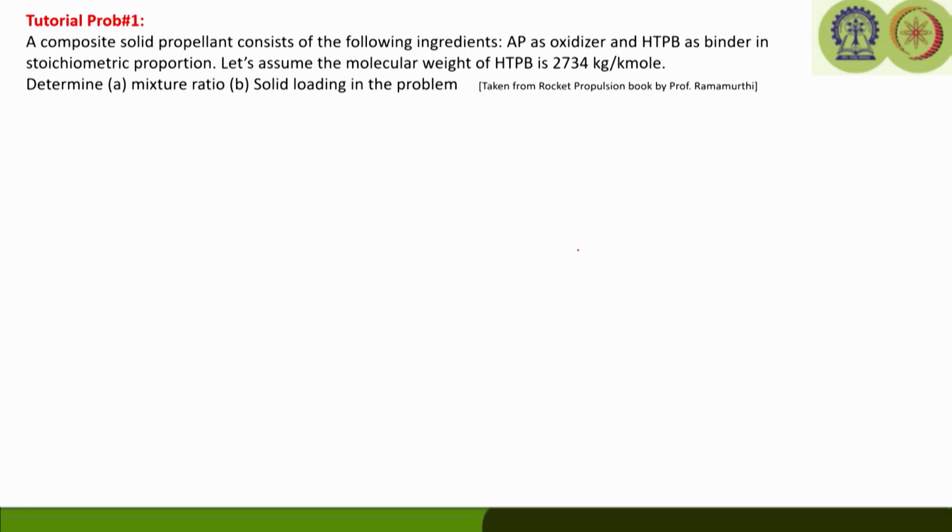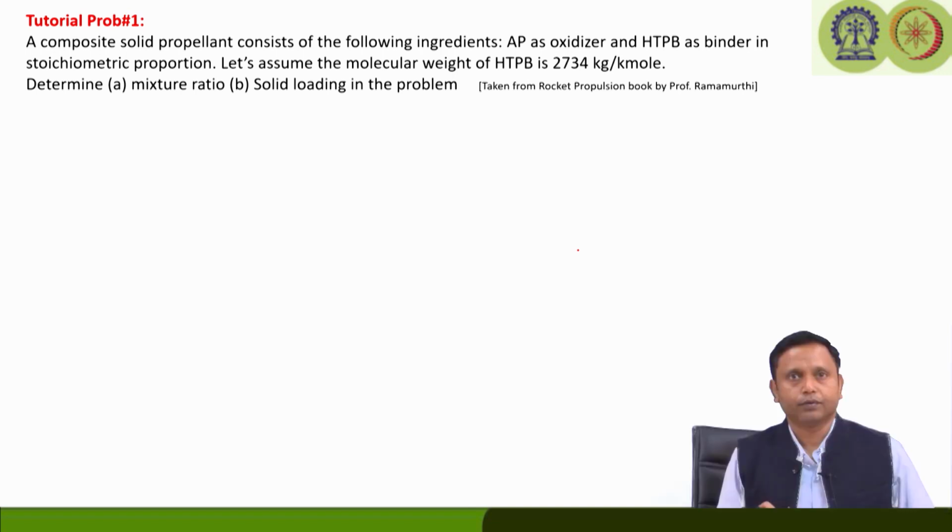If you look at the problem statement, it says a composite solid propellant consists of the following ingredients. So, it has AP as oxidizer, HTPB as binder. So, it is a typical composite propellant. We already know that a typical composite propellant contains AP as oxidizer and hydroxyl terminated polybutadiene as binder. Now, they are mixed in stoichiometric proportion. Let us assume the molecular weight of HTPB is 2734 kilojoule per kilomole.